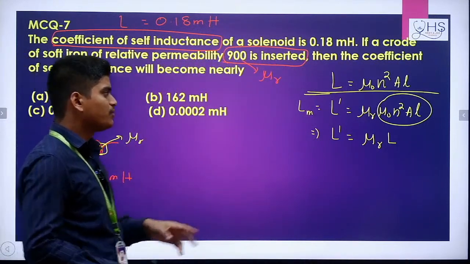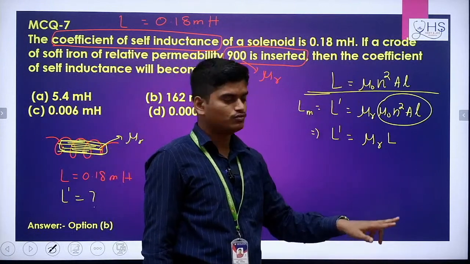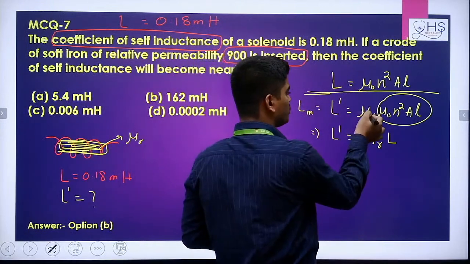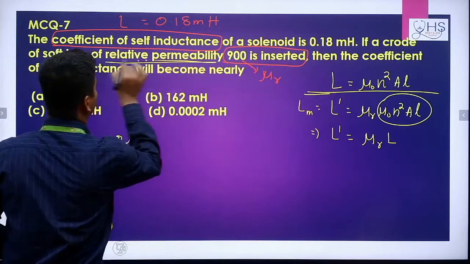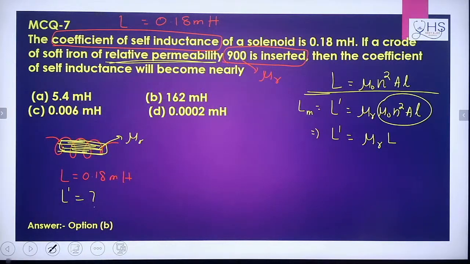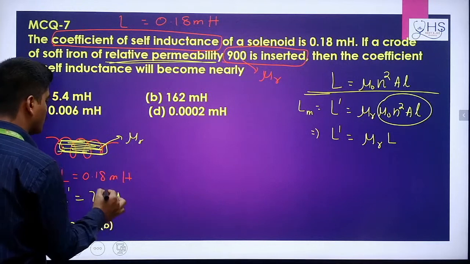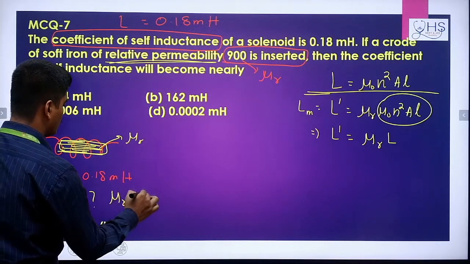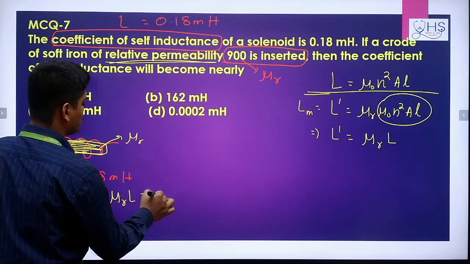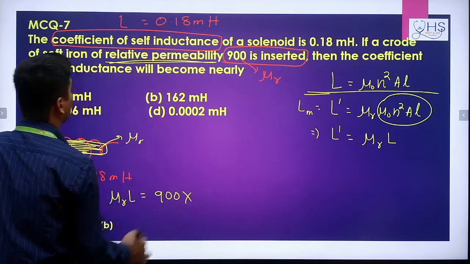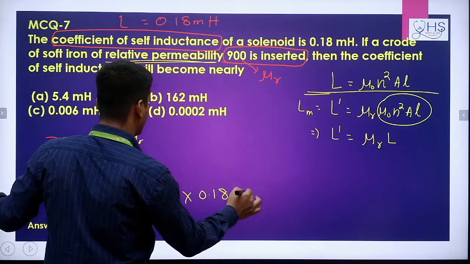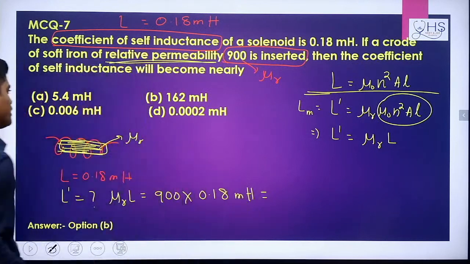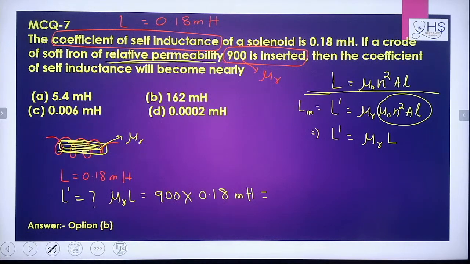So that time this mu naught will become mu, and mu is nothing but mu r into mu naught. This mu r is called the relative permeability. Remember, relative permeability. So L prime is coming mu r into L. Just multiply: mu r is 900 into 0.18 millihenry. So multiply and check which option is matching.